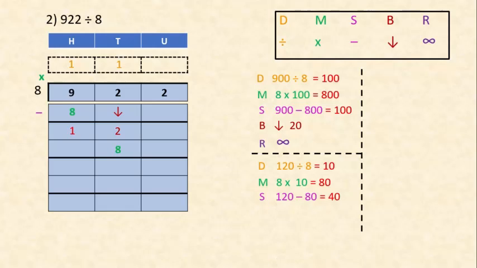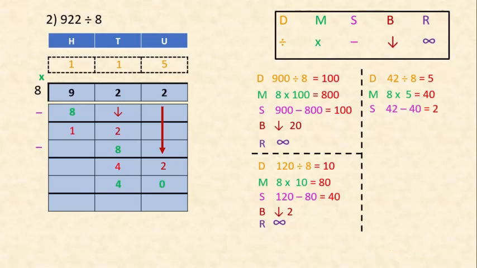Subtract. 120 minus 80 equals 40. Bring down our final 2 in the units column, and then repeat. Divide. 42 divided by 8, and our answer goes in the units column. Multiply. 8 times 5 equals 40.